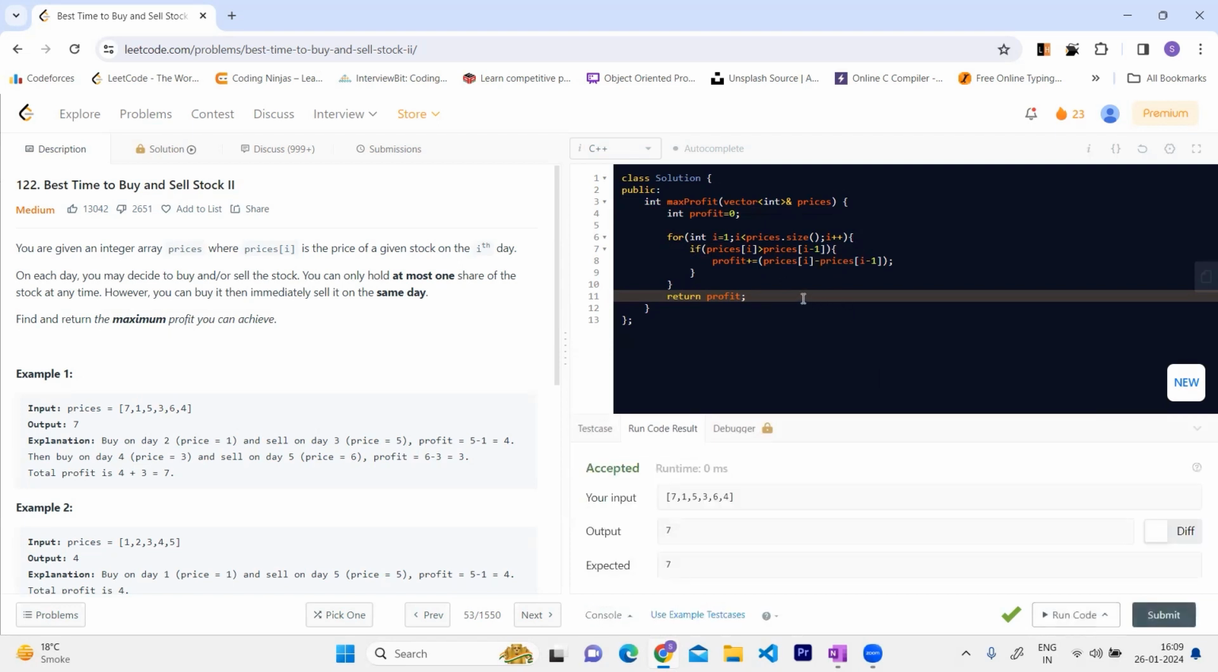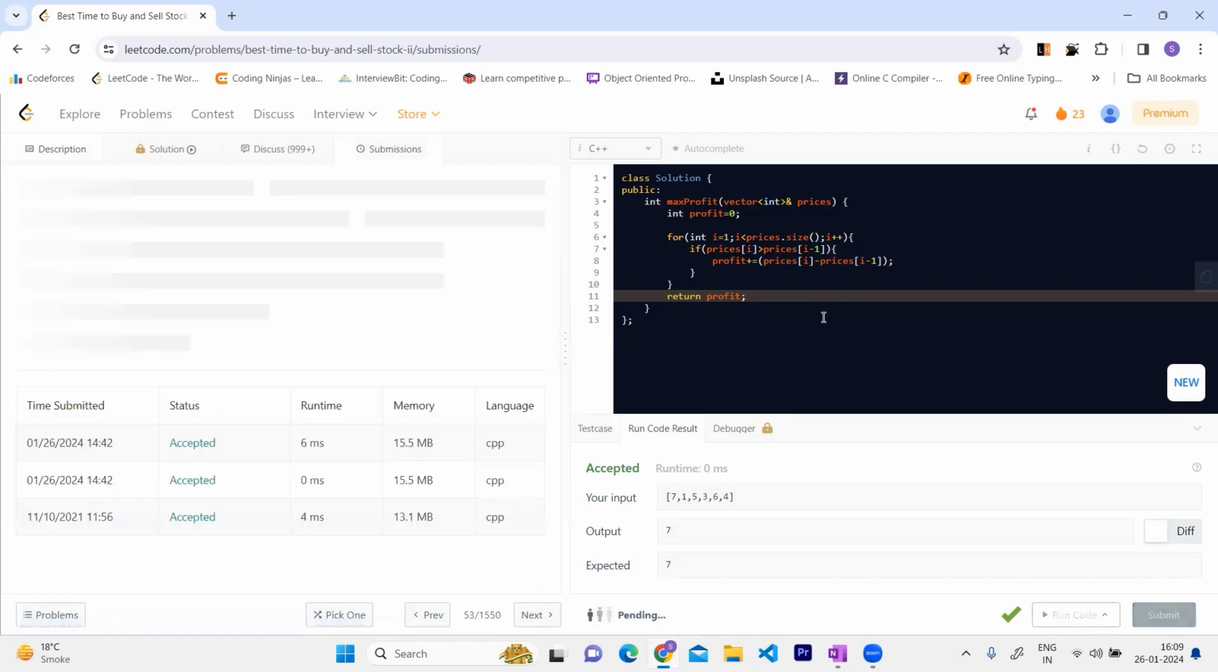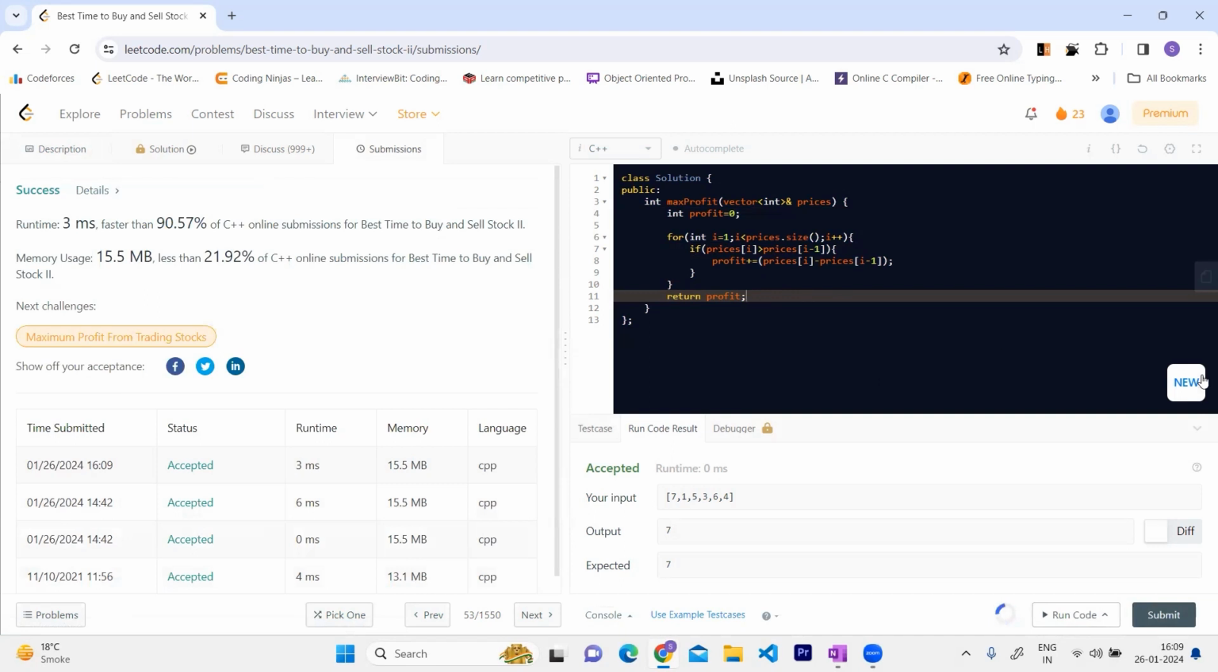Yeah, this code runs perfectly fine. Now let's try to submit this thing up. Yeah, this code runs perfectly fine.